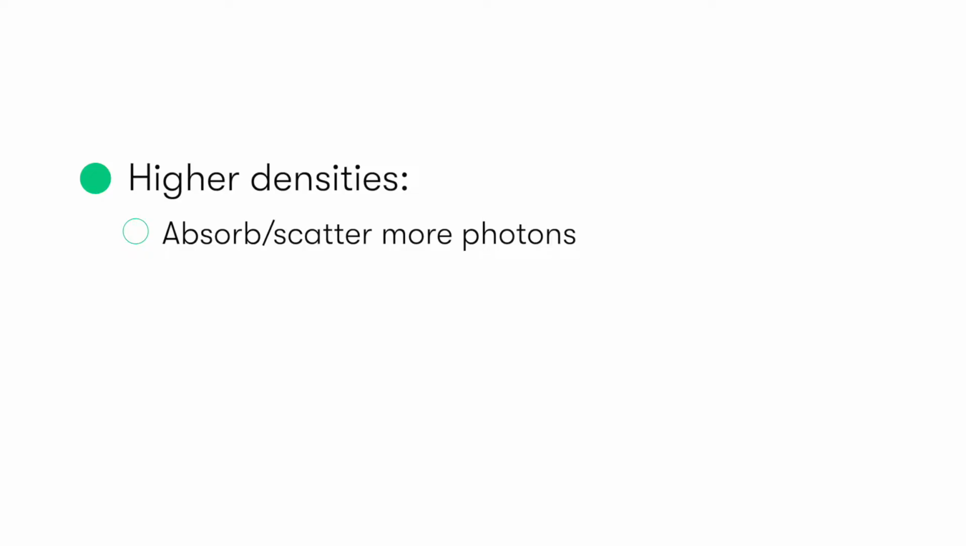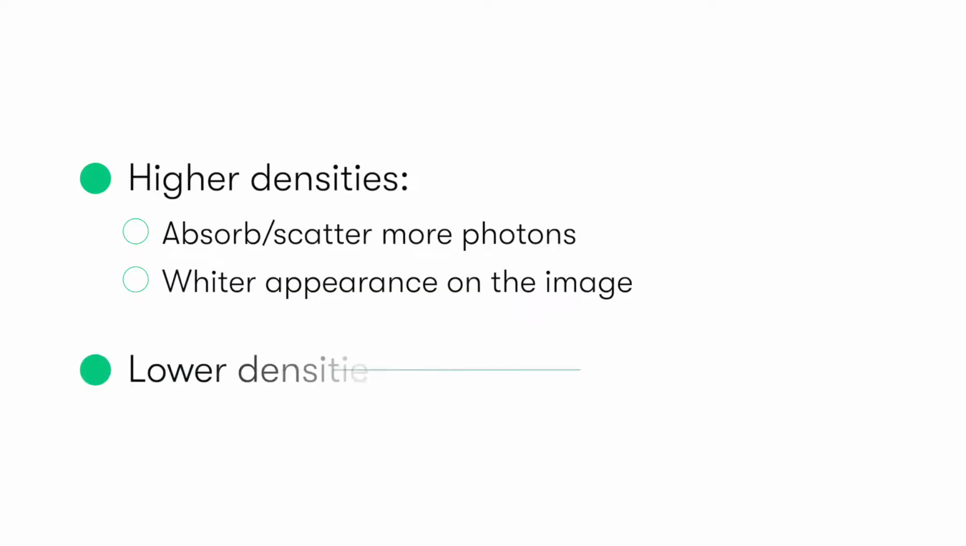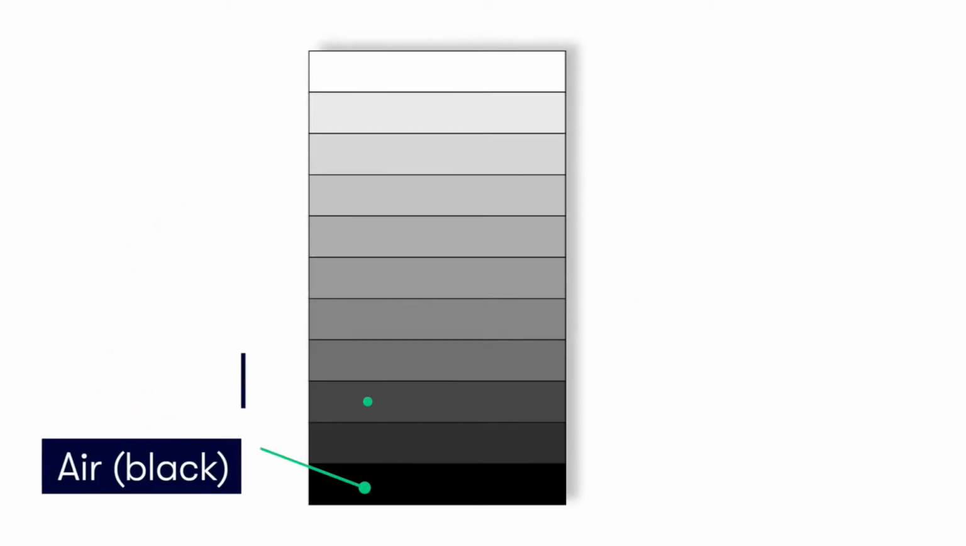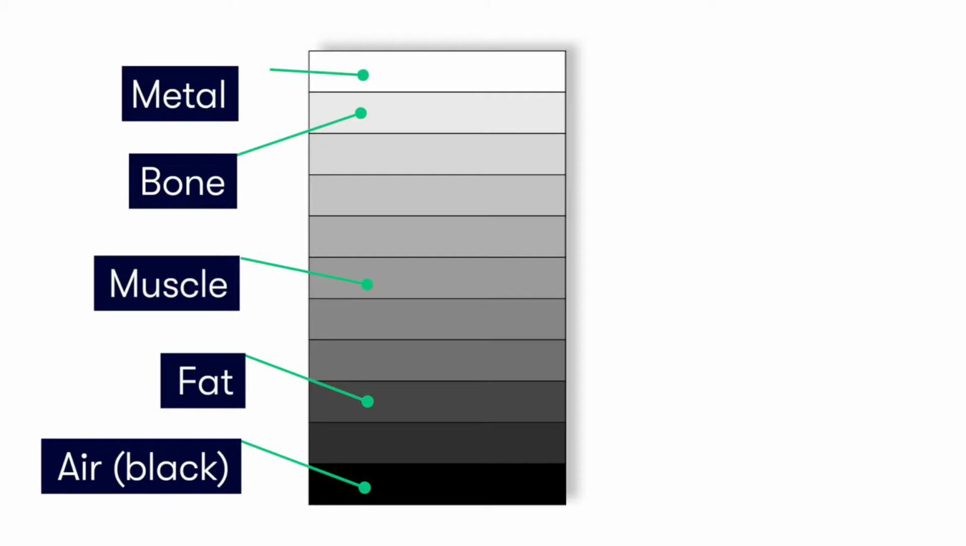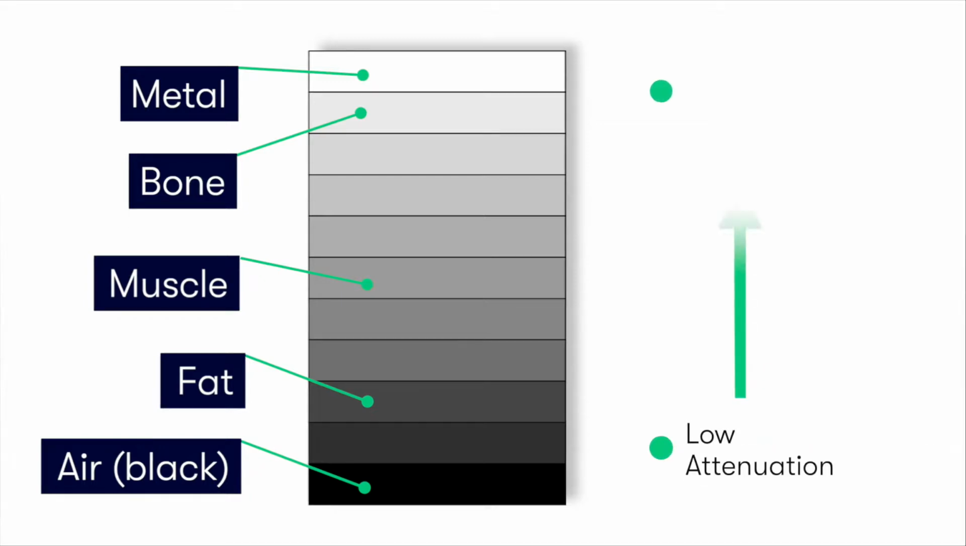So as we've mentioned, the higher the density of the tissue means that they can absorb or scatter more X-ray photons, and thus will create a whiter appearance on the X-ray image compared to those lower density structures that are going to appear much darker. This means that we have a consistent scale of appearance of different tissues, from black to white, because of their different levels of attenuation, from low attenuation to high attenuation.